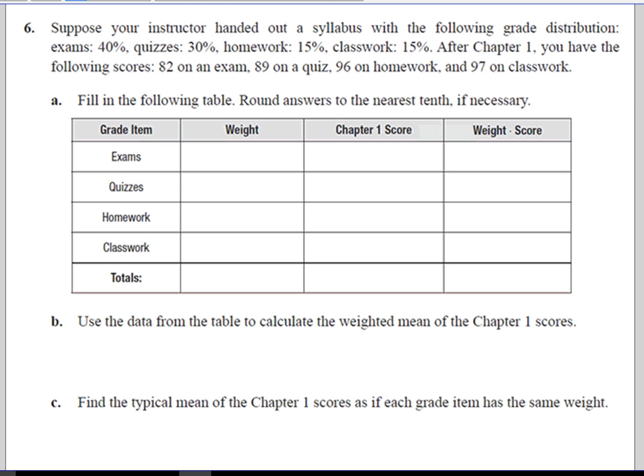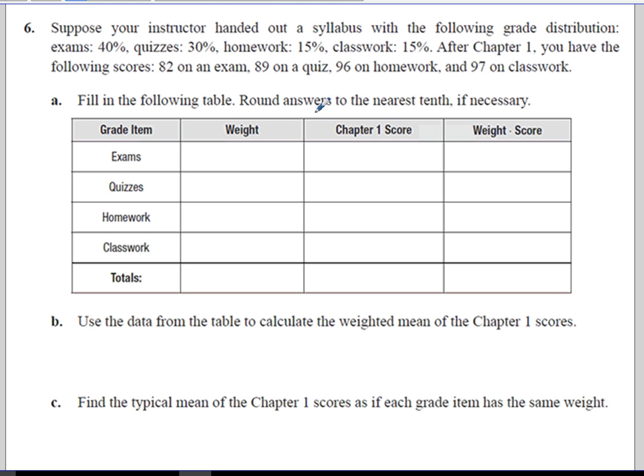Suppose your instructor handed out a syllabus with the following grade distribution. Exams are worth 40%, quizzes 30%, homework 15%, and classwork 15%. After chapter 1, you have the following scores: 82 on the exam, 89 on the quiz, 96 on your homework, and 97 on your classwork. So we're supposed to fill in the table with the numbers and round to the nearest tenth if necessary.